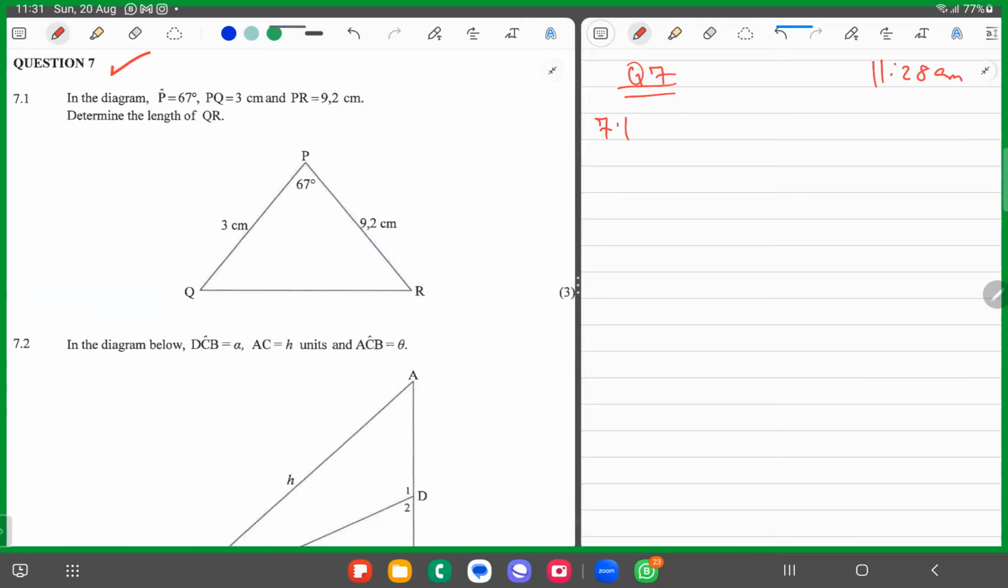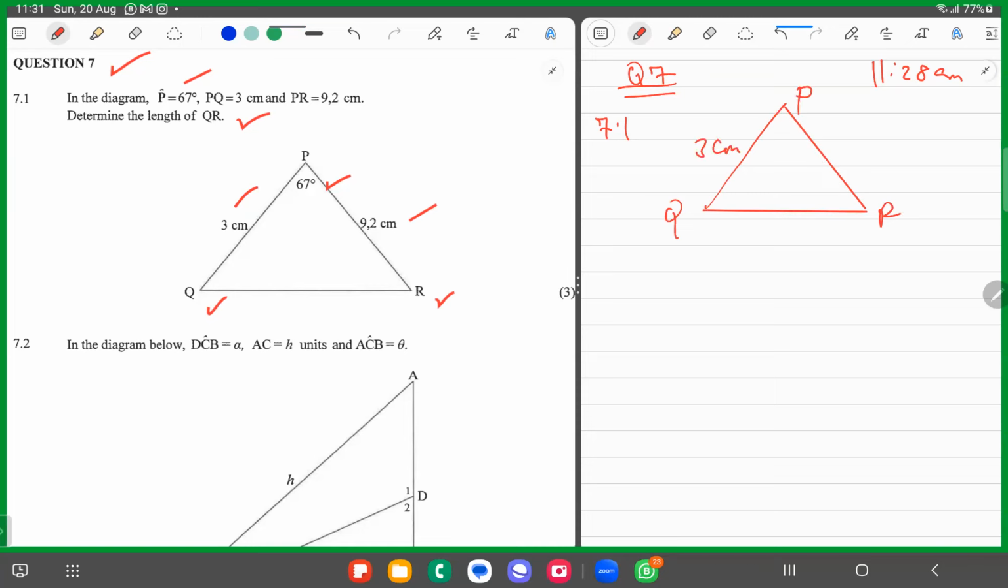In the diagram, the angle P is 67 degrees. PQ is 3 centimeters, and PR is 9,2 centimeters. Determine the length of QR. We just need the length of QR there. At grade 11, it's very important that you understand this, because it is part of what you need to do at the beginning of this term, and then the probability will be done.